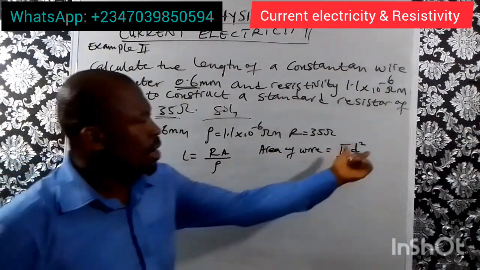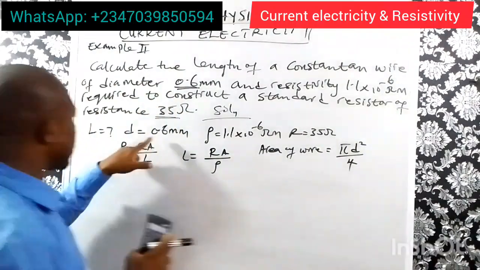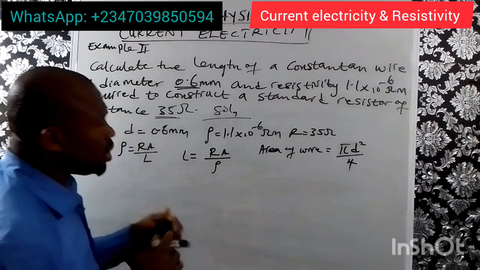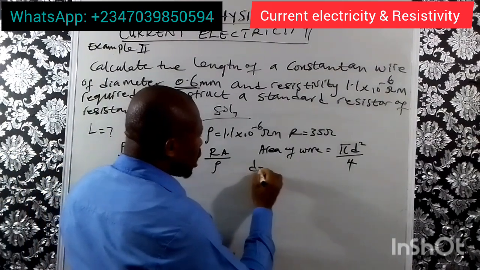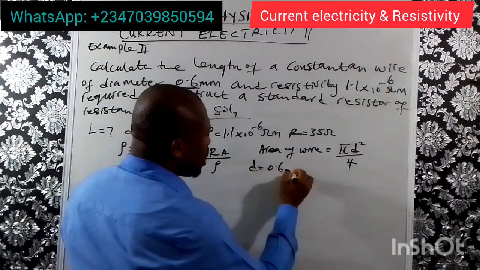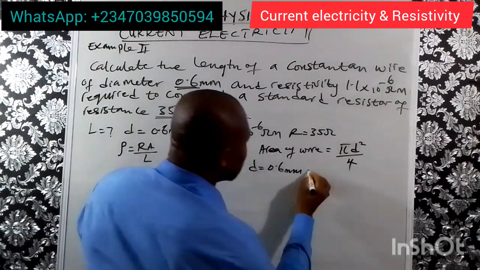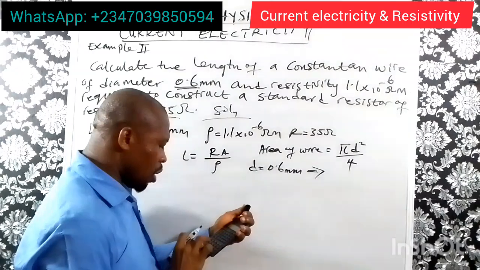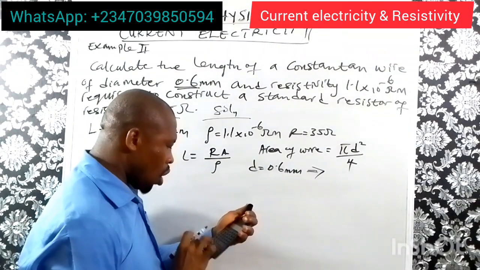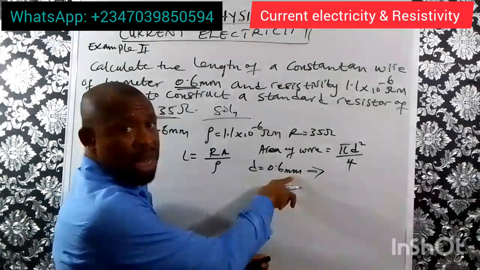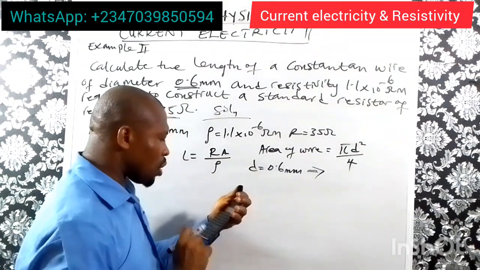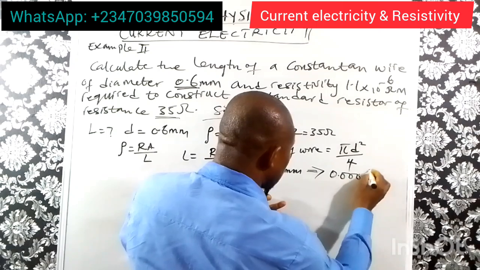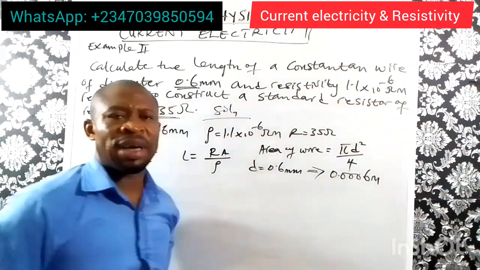But then d, remember d is in millimeter. First, convert it to meter. How do you convert d? d is 0.6 millimeter. Move it to meters by dividing by 1,000. If you divide 0.6 by 1,000, you get 0.0006 meters. That is our diameter now.